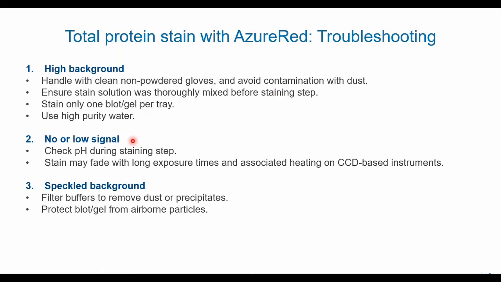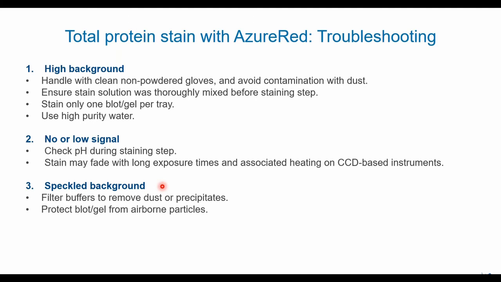Okay, then also use high purity water just to avoid contamination. And if you, let's say, do not see any signal or get low signal, you need to check the pH of the staining step. And if you are using a CCD based instrument and you image at a very long exposure time, the stain may fade. This is due to the exposure time, drying, and also the heating from the camera itself. So there are different issues contributing to this. And finally, a speckled background is because of dust and precipitates. So we recommend you filter the buffer and also protect the blot or gel from airborne particles when you do all the staining or even during your Western blotting protocol.